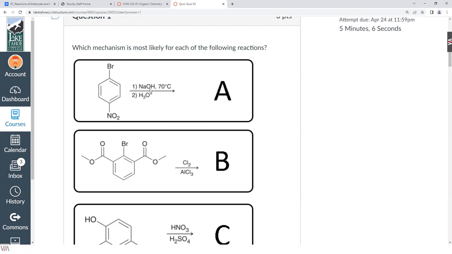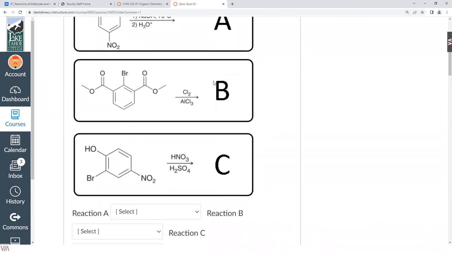And so that's what we have here. We have a good strong nucleophile. We have a nitro group, which is our most common electron withdrawing group, and it's in the para position to the bromine, which is our good leaving group. And it could be ortho or para, if I'm remembering correctly, but para is more common just due to sterics. The mechanism for A is going to be that nucleophilic aromatic substitution.